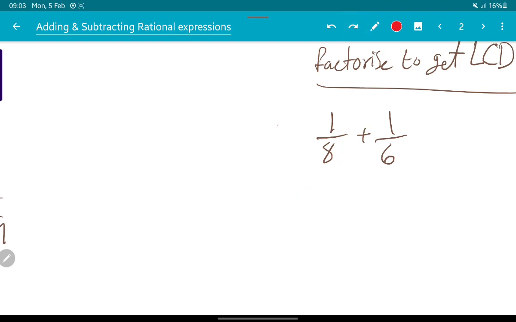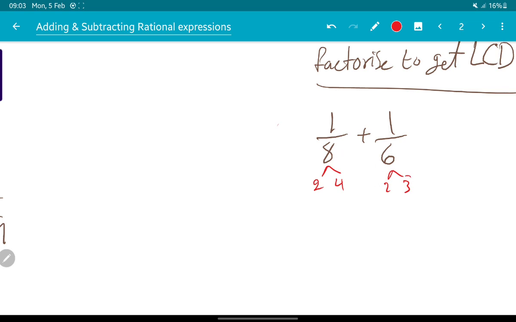But here we can get the lowest common denominator, or the least common denominator. They meet at 24 before they meet at 48. So to know this, you need to factorize. This 8 is 2 times 4 and this 6 is 2 times 3.